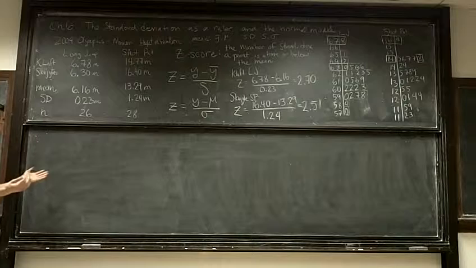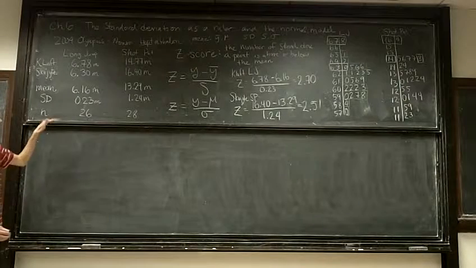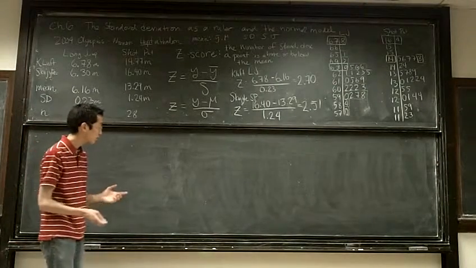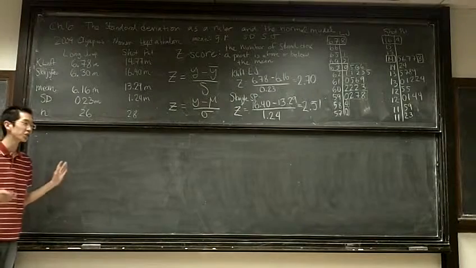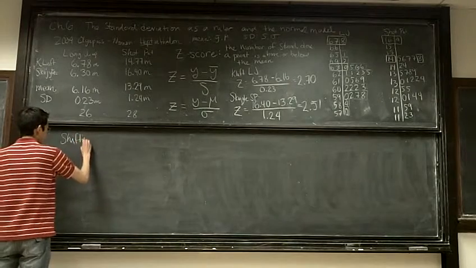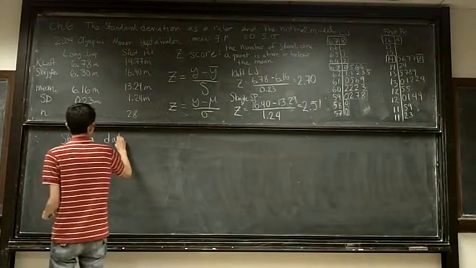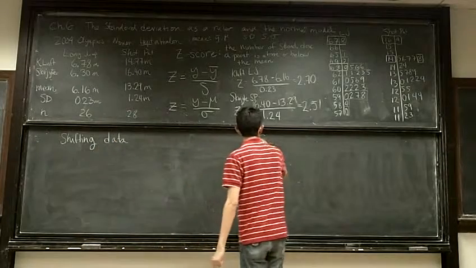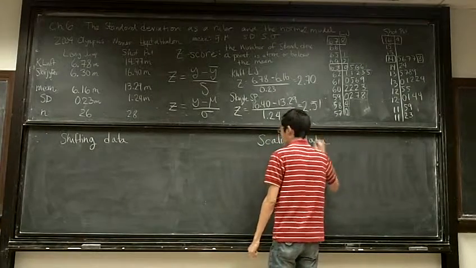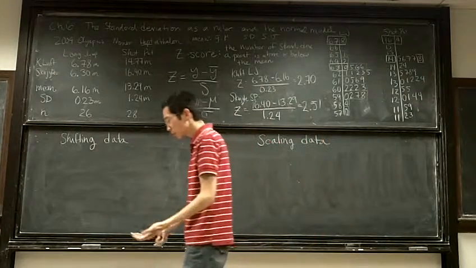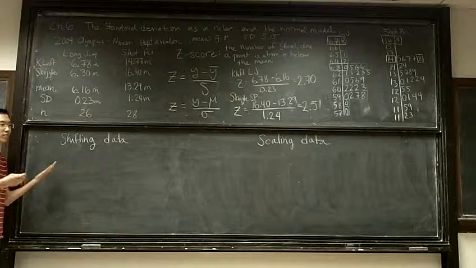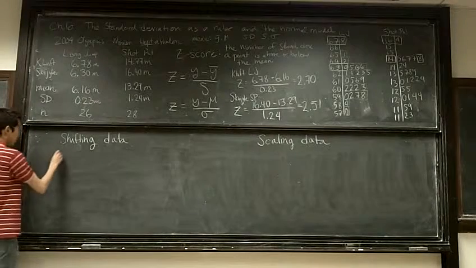Okay, but I need to take a small break, and before we get into the normal model, which is really the important concept we need to cover, I have to talk a little bit about shifting data and scaling data. Shifting data is the idea of adding or subtracting a constant number from all of the data points.